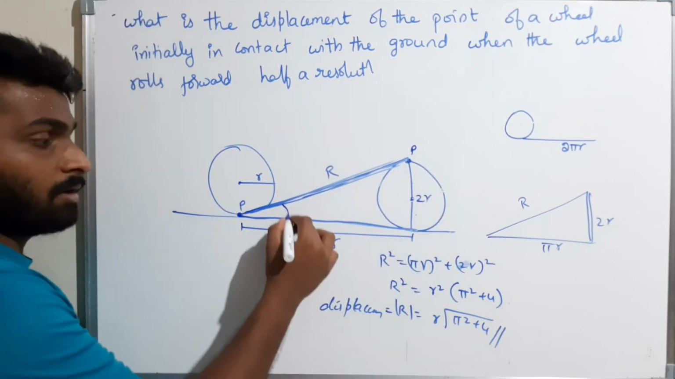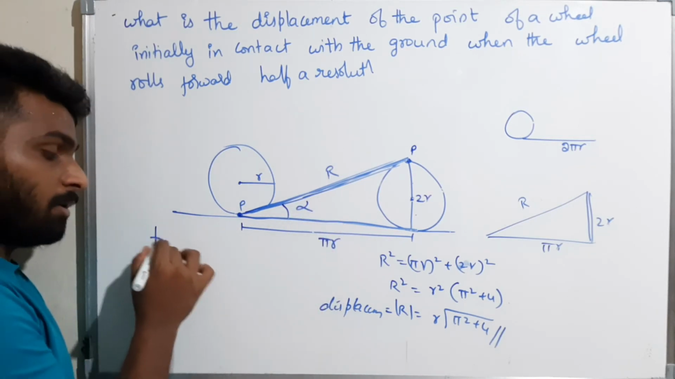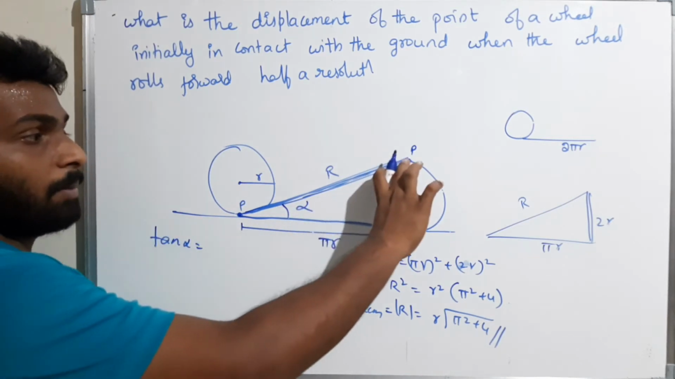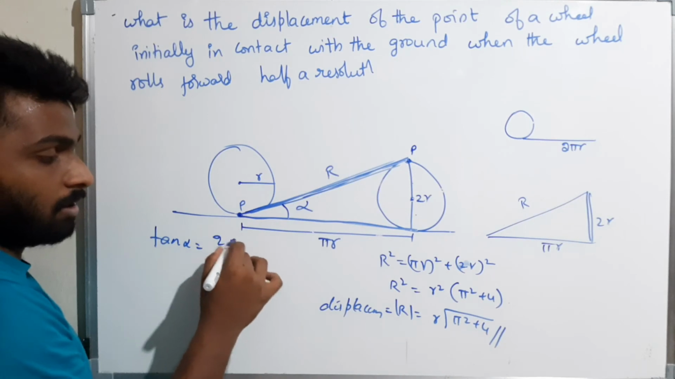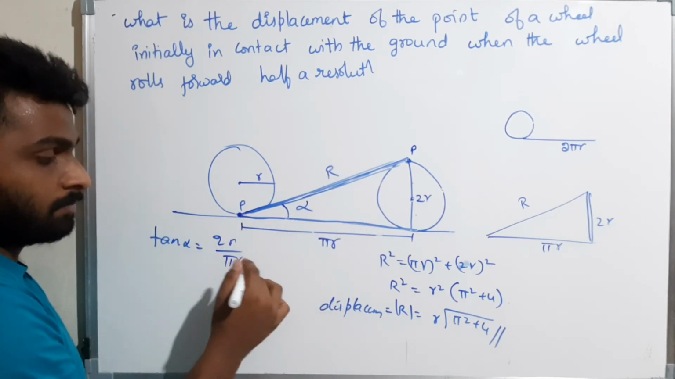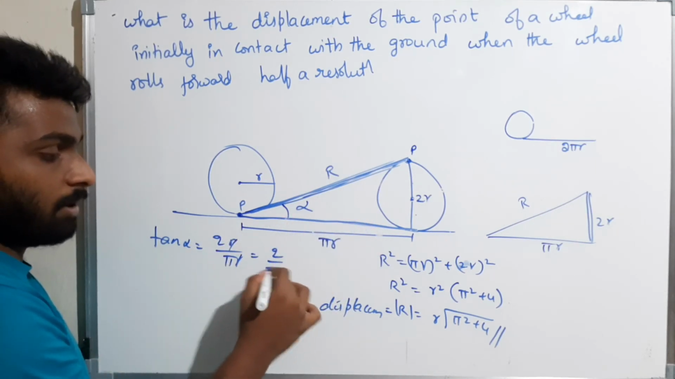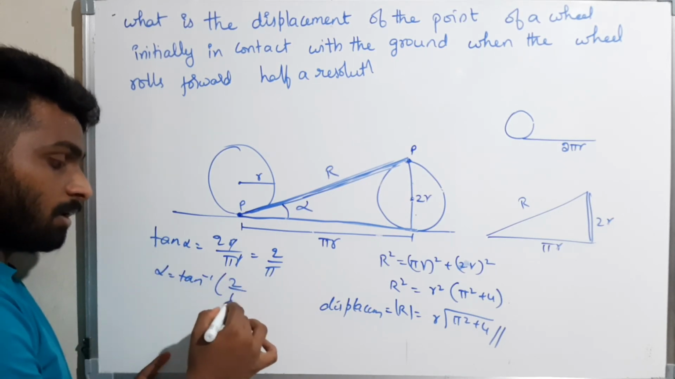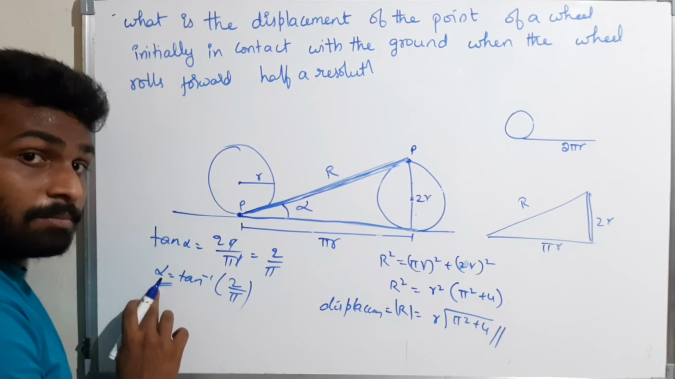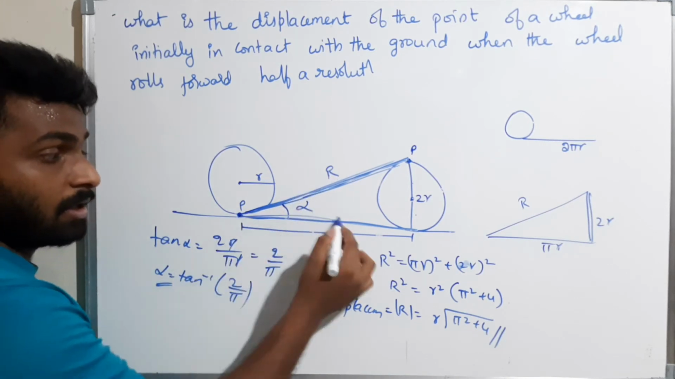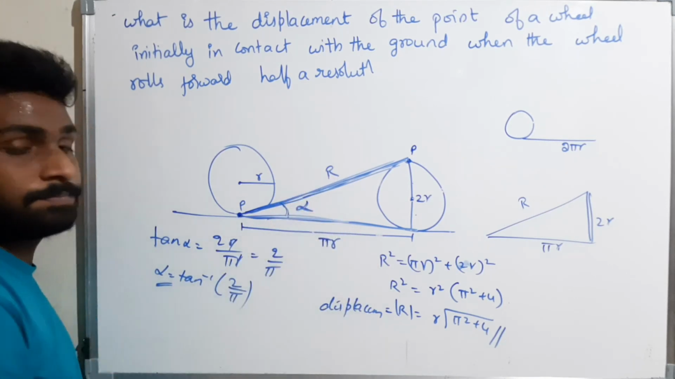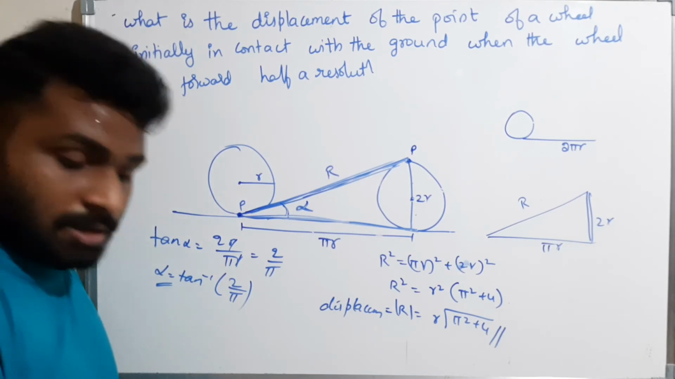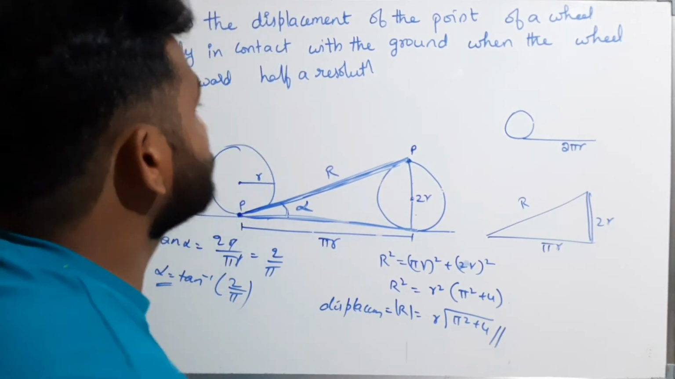Okay, what is the angle made? If we assume this angle made is alpha, tan alpha is equal to perpendicular by base. What is the perpendicular? 2r. What is the base? Pi r. Therefore, r cancels. Tan alpha is 2 by pi. Therefore, alpha is nothing but tan inverse 2 by pi, where alpha is the angle made by the displacement vector with the ground. Okay, I think this question is clear. Now we will see one more.